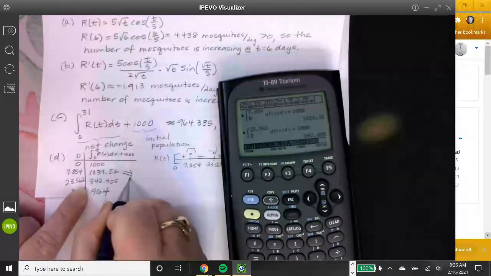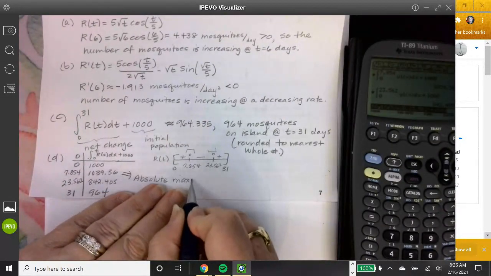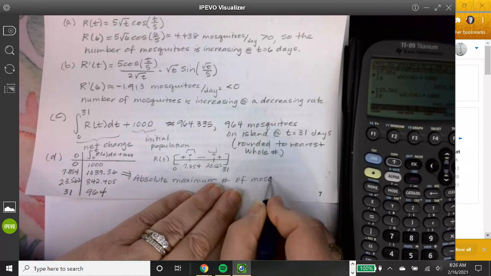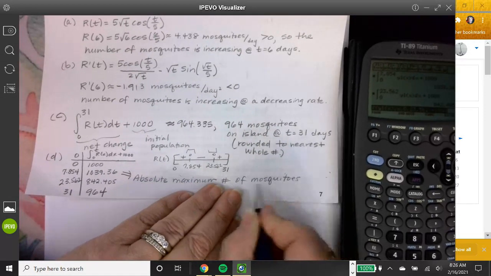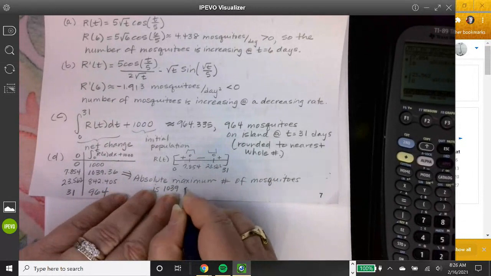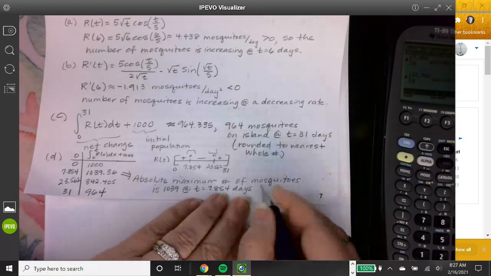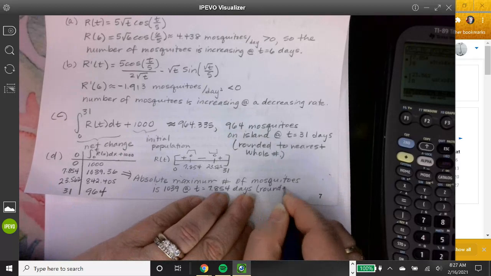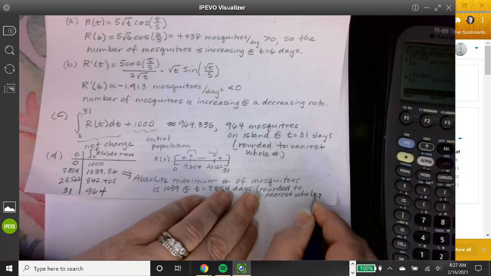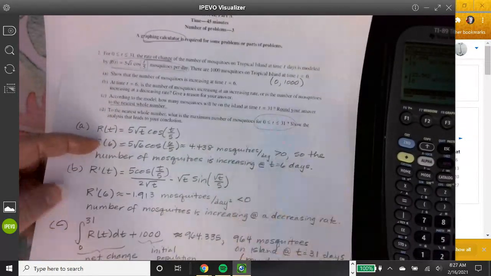842,405. So I know the absolute maximum number of mosquitoes. Can I spell mosquitoes? It's mosquitoes. I like it. I think it's pretty funny. Is 1,039 at t equals 7.854 days, right? And we're going to say rounded to nearest whole number. All right. So we had to check the endpoints on a closed interval here, and that is how you do it.